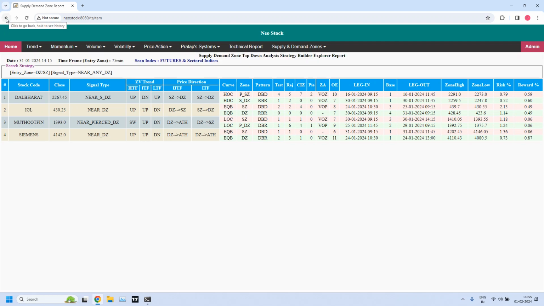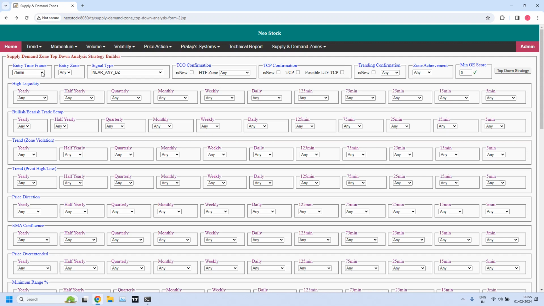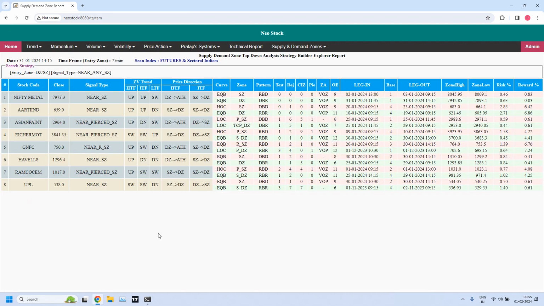Okay, let's go back. For entry time frame 75 minutes, let us find the stocks near to 75 minutes supply zone. So this is the filtered list. Let us look for high liquidity supply zones. GNFC one stock is there. Already tested once and 2 rejections are there. That's it, only one stock.